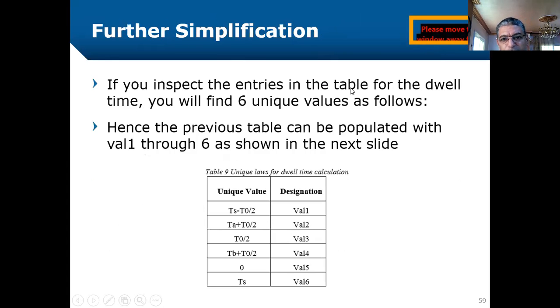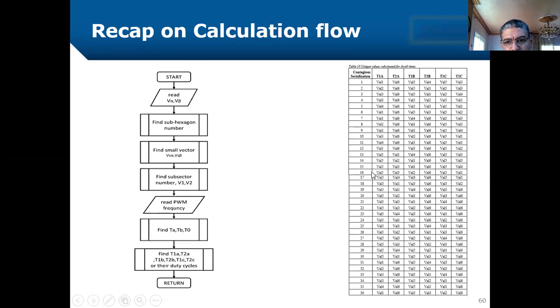And if you inspect the entries in the table for the dwell time, you will find 6 unique values as follows. We call them val1, val2, val3, val4 through val6. Hence, the previous table can be populated with val1 through val6 as shown in the next slide. This is the 36 combination, with val1, val2 and so on.